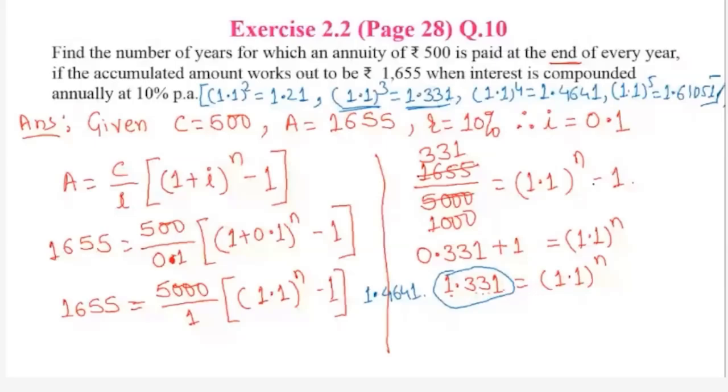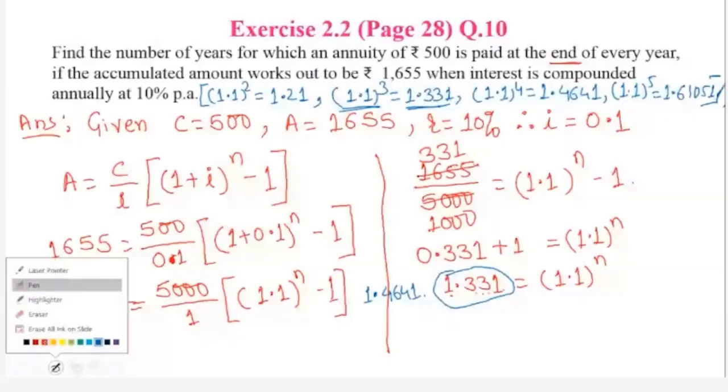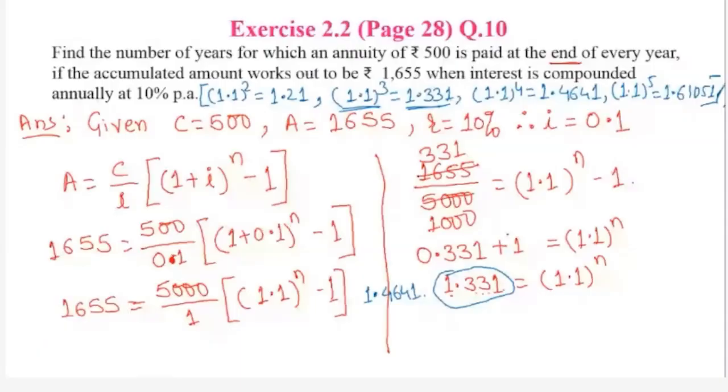Are you getting me? So if they want to give you a question, they'll have to give 1.1 raised to 2, 3, 4, 5, at least 4, 5, and you check which one is matching. Don't worry, you don't have to multiply. You don't have to do 1.1 raised to 2, 1.1 raised to 3. It's not that difficult. If not given, you can always do that.